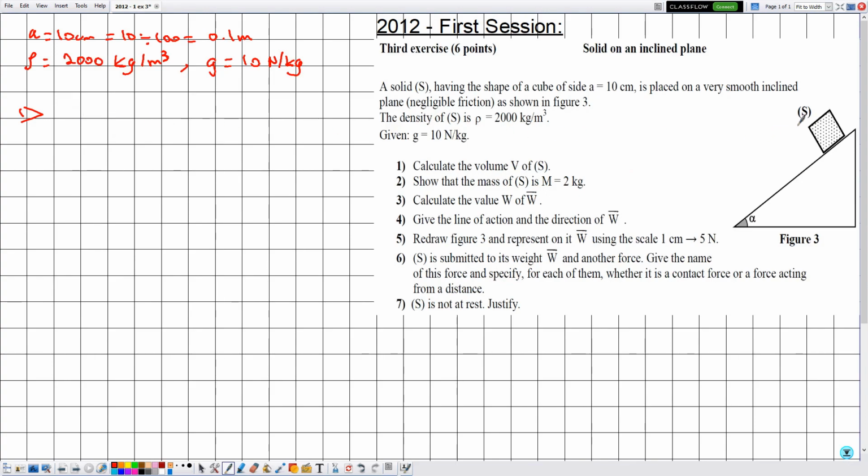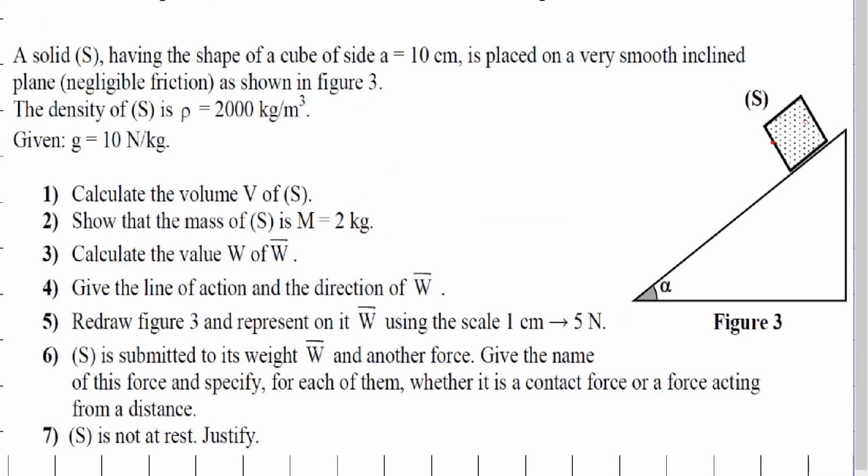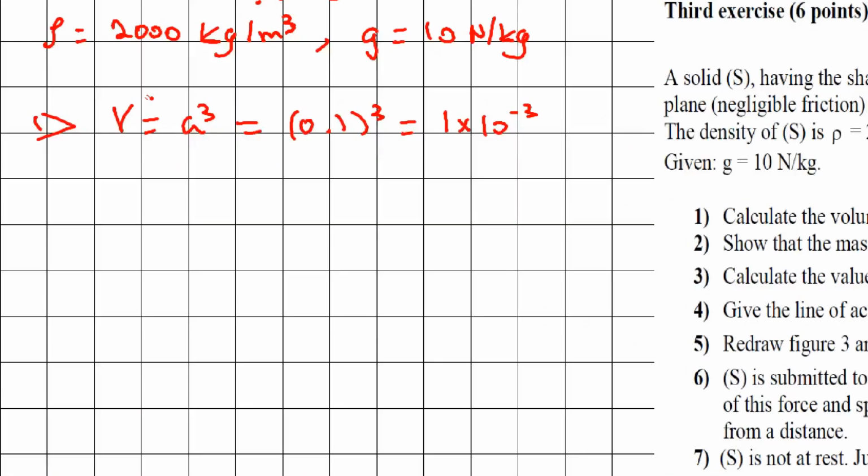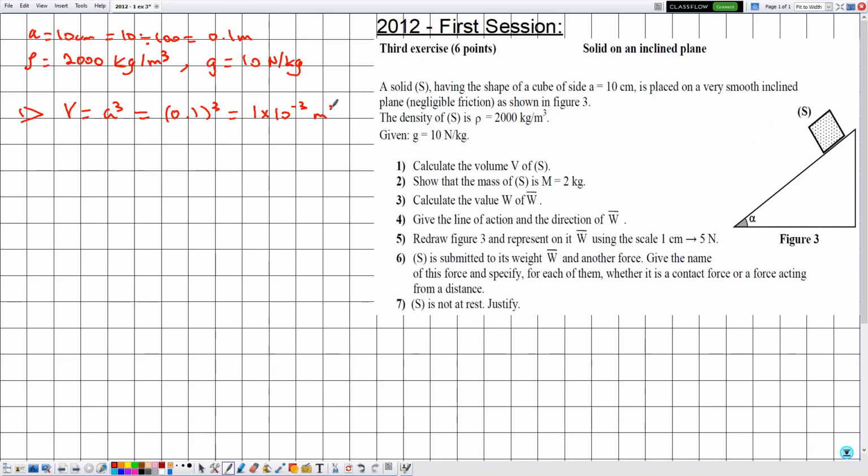Since S is a regular shape, a cube, the volume can be determined from the formula V is equal to A to the power 3. What does A represent? A represents the side of the cube. So we use the value in the SI, which is 0.1 meters, 0.1 to the power 3. Plugging this in the calculator gives 1 times 10 to the power minus 3. Since the side is in the SI, V will be in the SI, which is cubic meters. Then the volume of this cube is 1 times 10 to the power minus 3 cubic meters.